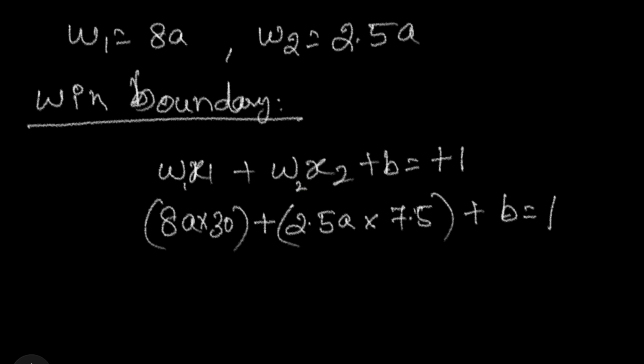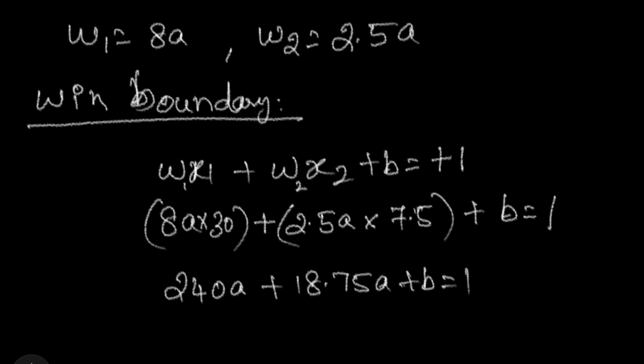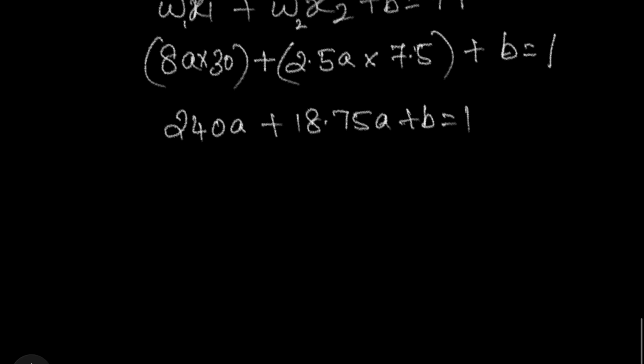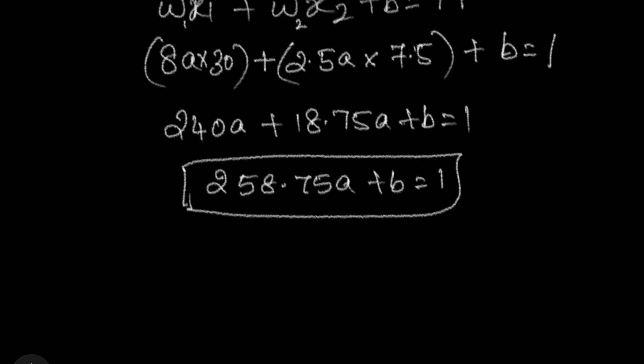So if I get the value of this, I'll get 240a plus 18.75a plus b equals 1. So if I add up these two, I'll get 258.75a plus b equals 1. So this is the fifth equation we have.